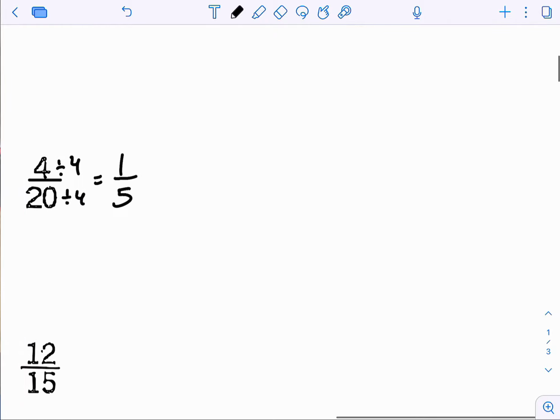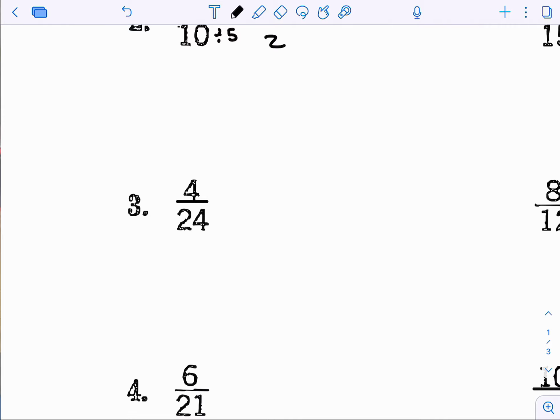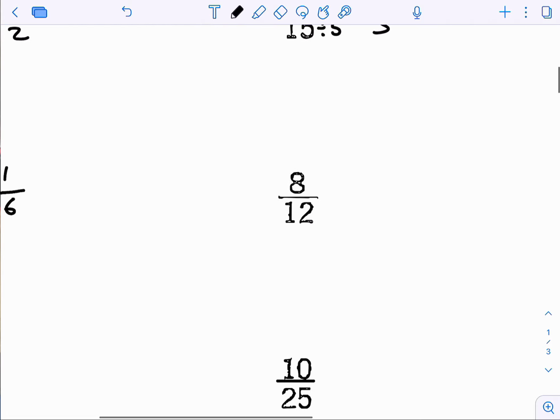1/5. Okay, back over here. Is 4 a factor of 24? Yes, it is. Once again, divide by 4. Now you'll see in a moment here, not all numerators are factors of the denominator.